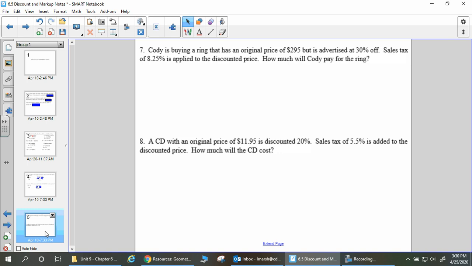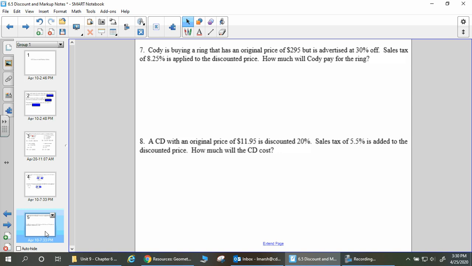So look at number 7. Cody is buying a ring that has an original price of $295, but is advertised at 30% off. Sales tax of 8.25% is applied to the discounted price. How much will Cody pay for the ring? When you go shopping in Pennsylvania, if you want to buy something that is not, say, food or clothing, we pay a 6% sales tax, but sales tax is different in every state. So there are some states with something more like 8.25.